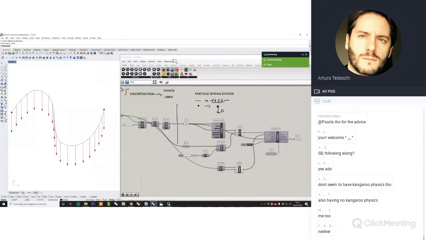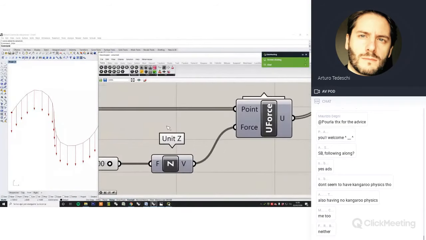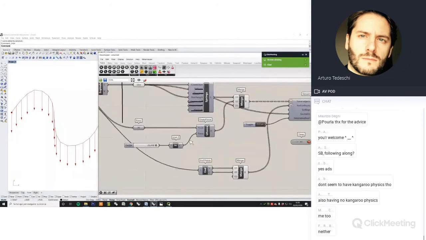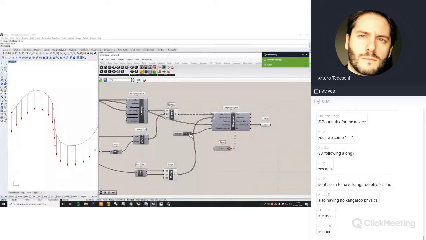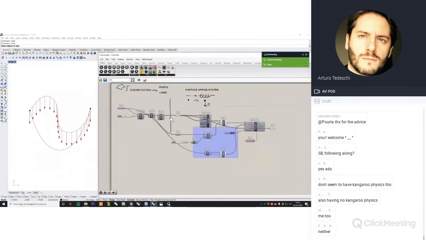Before starting the engine, it's important to double check things like the gravity direction or force direction. For example, we use unit Z because we are in the front plane. So we can just double click here, and as you can see, we are getting this kind of output. Let me turn off the preview of everything before.